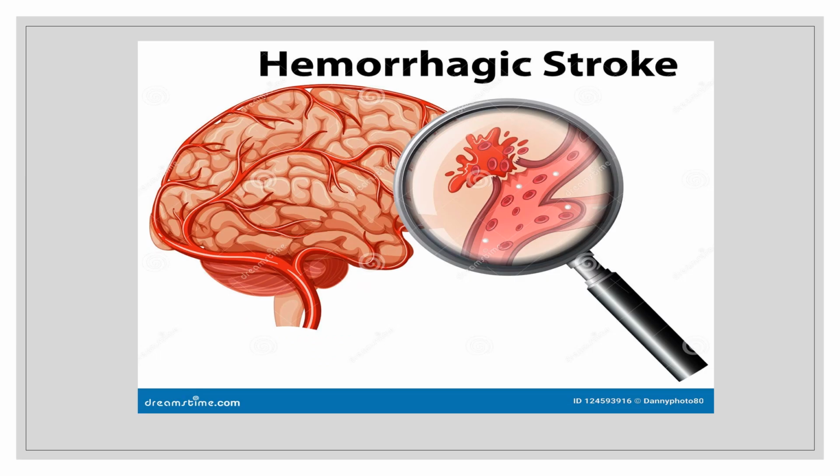So moving into a hemorrhagic stroke, this is where a cerebral artery actually ruptures. So there's no blood that's getting to that brain tissue. So with that blood that's leaking into the area, there's going to be a lot of pressure. So this type of stroke causes more damage. There's a lot more pressure because of that bleeding.